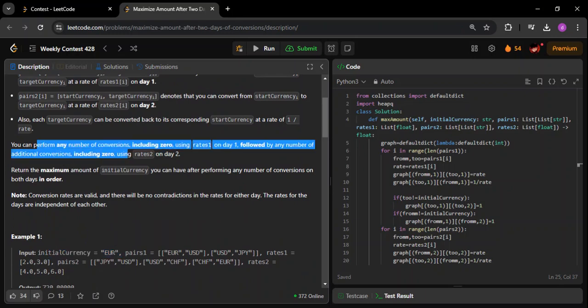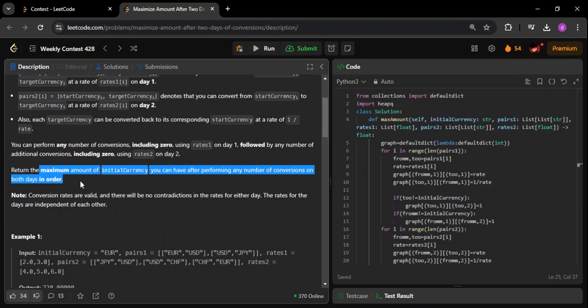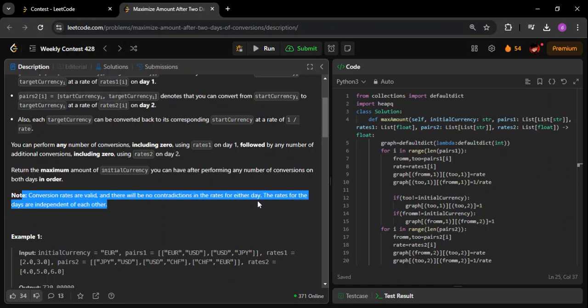You can perform any number of conversions, including zero, using the rates on day one, followed by any number of additional conversions, including zero, using rates on day two. Return the maximum amount of initial currency you can have after performing any number of conversions on both the days, in order. Remember, day one should be first and only then day two. Note, the conversion rates are valid and there will be no contradictions in the rates of either day. The rates of the days are independent of each other.